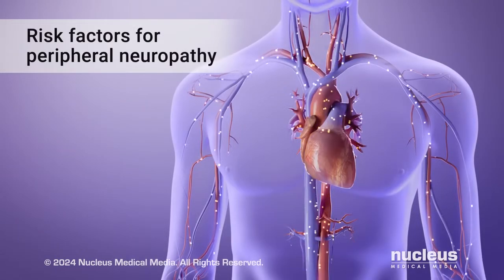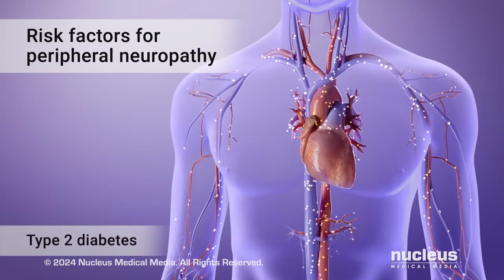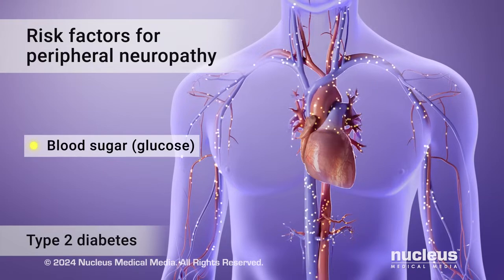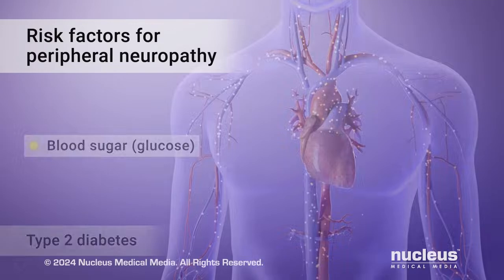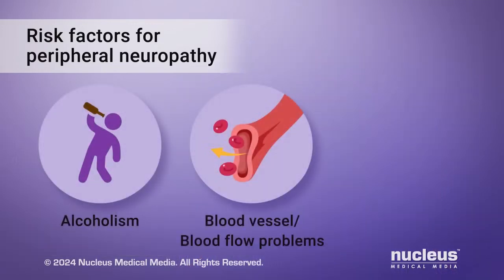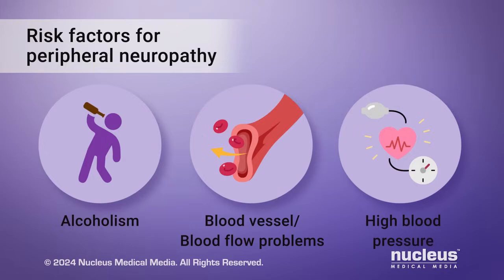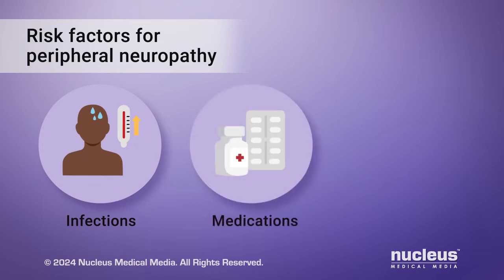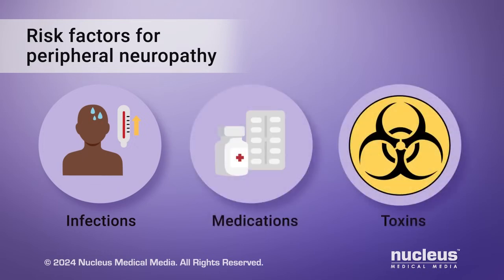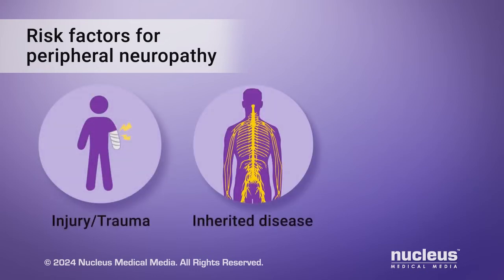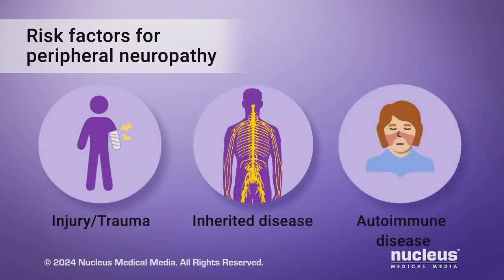The main risk for peripheral neuropathy is type 2 diabetes. If your blood sugar is too high for too long, it can damage your nerves. Other risks include alcoholism, blood vessel or blood flow problems, high blood pressure, infections, certain medications, toxins such as lead or mercury, physical injury and trauma, inherited peripheral neuropathy diseases, and autoimmune diseases where your immune system attacks your body by mistake.